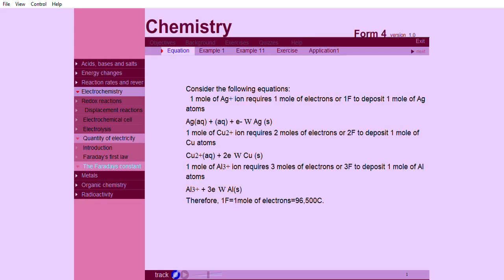Consider the following equations. 1 mole of silver ion requires 1 mole of electrons, or 1 F, to deposit 1 mole of silver atoms. 1 mole of copper(II) ion requires 2 moles of electrons, or 2 F, to deposit 1 mole of copper atoms. 1 mole of aluminium(III) ion requires 3 moles of electrons, or 3 F, to deposit 1 mole of aluminium atoms. Therefore, 1 F equals 1 mole of electrons, which is equal to 96,500 coulombs.